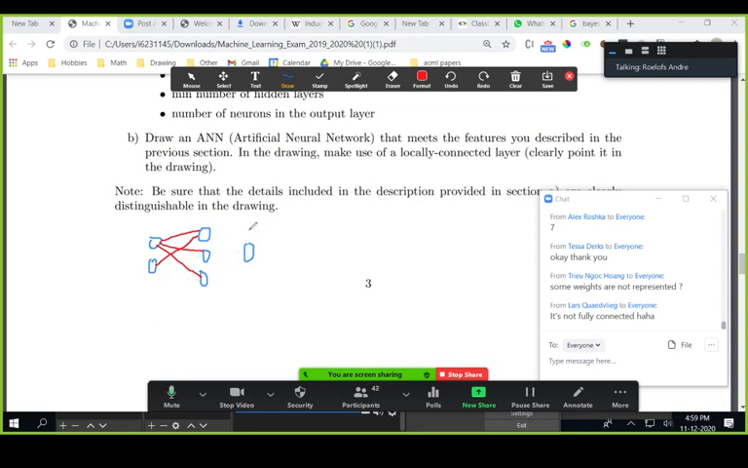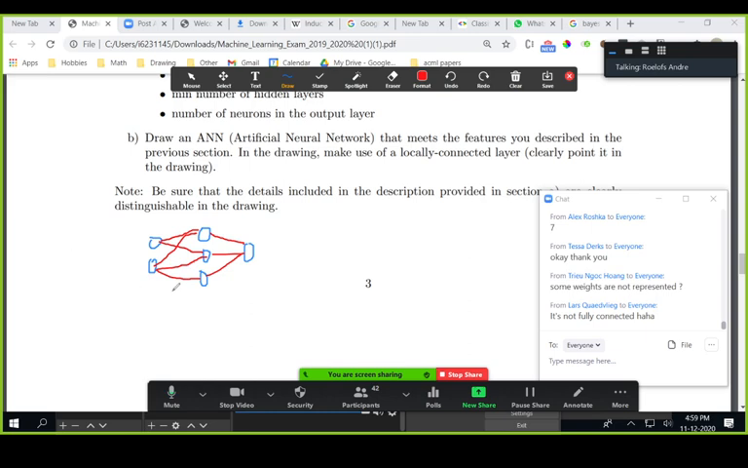So the locally connected one simply means that not all nodes are connected to all other nodes. So what you could do is say, this is a locally connected network. Why? Because this one is not connected to this one. So it's kind of locally connected. It's not fully connected.